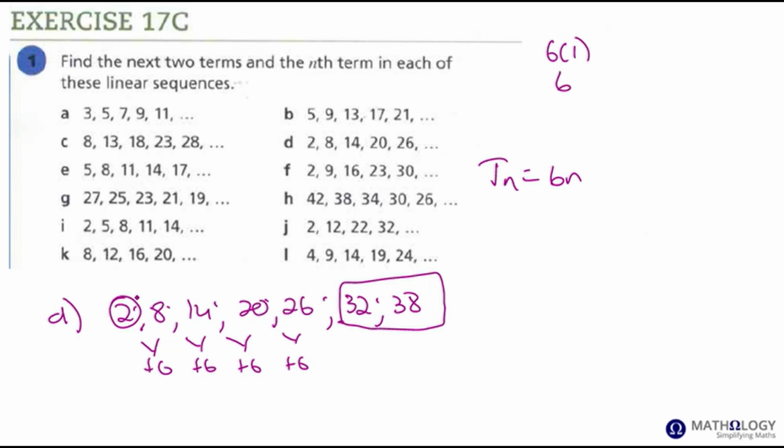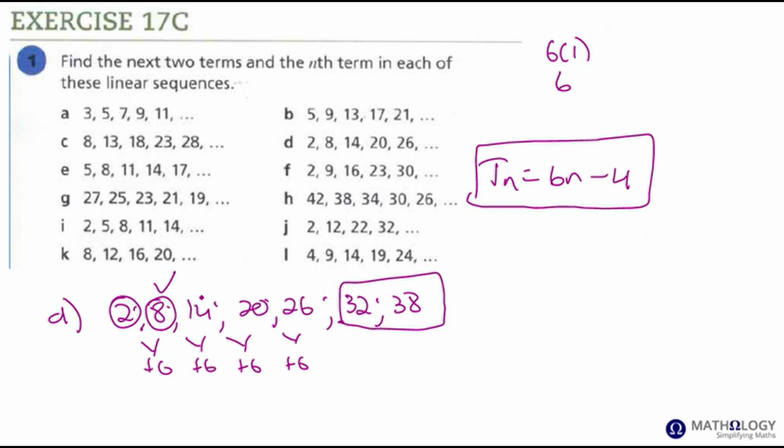But we need to have 2 as our first term, so we need to subtract 4 to get 2. So this is our nth term. Now let's check. When n equals 2, we have to have the second term being 8. 6 times 2 is 12. 12 minus 4 is 8, so that checks out.